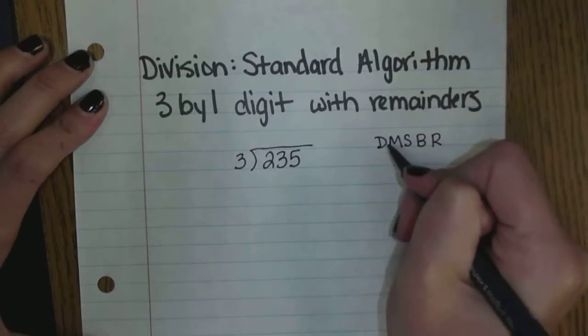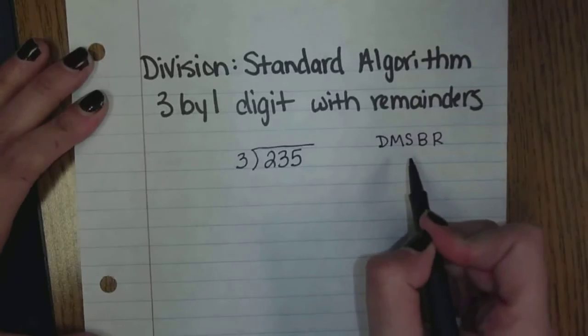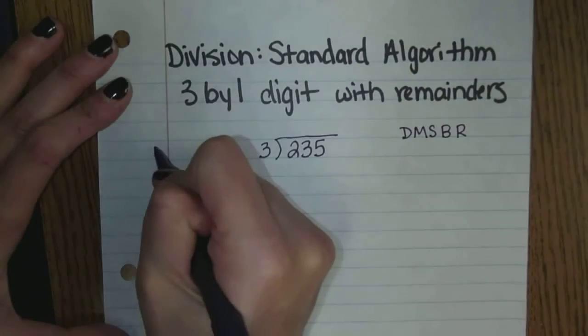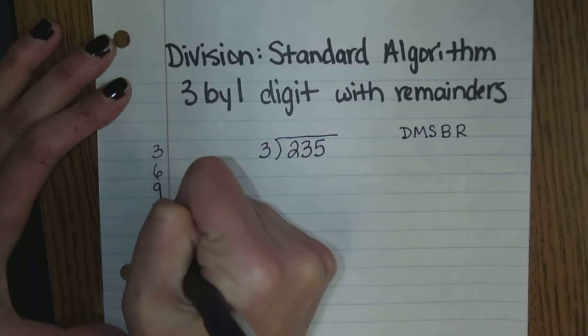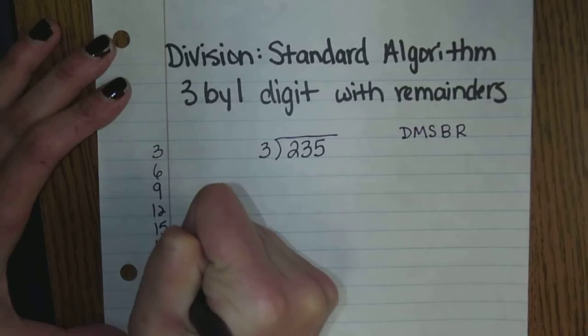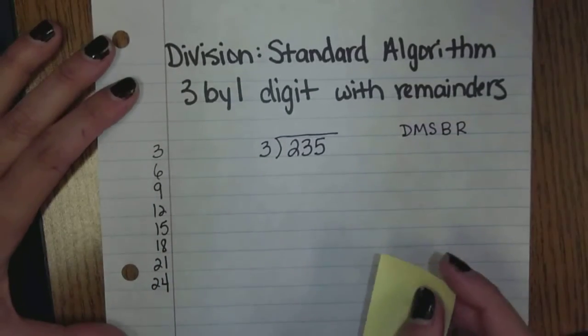repeat, also known as dad, mom, sister, brother, rover. These steps will help guide the process of long division. Next, we're going to count by 3's on the outside by our divisor to help us get going with our multiplication facts. Usually go around 6 to 7 numbers deep just to get rolling. Now here's what we're going to start with next.